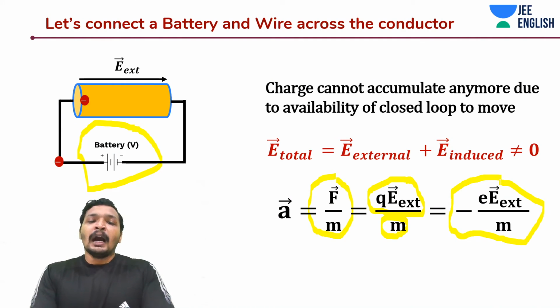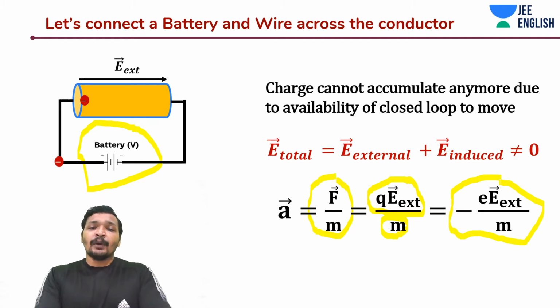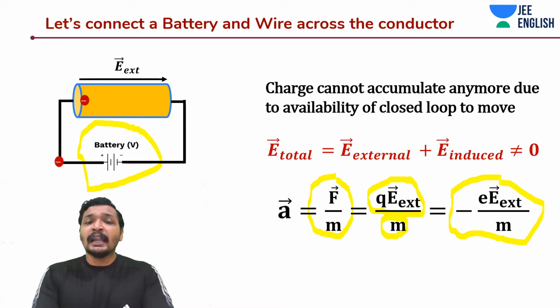And the total field in a closed loop system, when you connect a battery and wire, the charges cannot accumulate anymore. They will start moving. The net electric field will take place. There will be this external field driving the electrons.